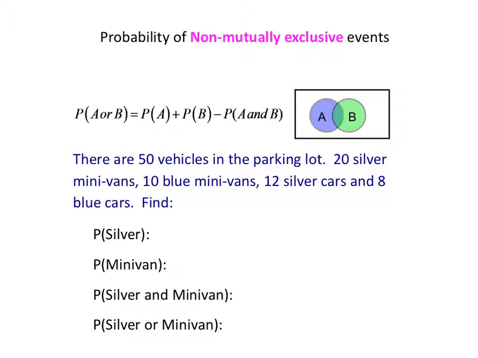So let's take a look at our example. And there's also a Venn diagram over at the right to show that if you have event A and event B, that they could overlap and it could actually happen at the same time.